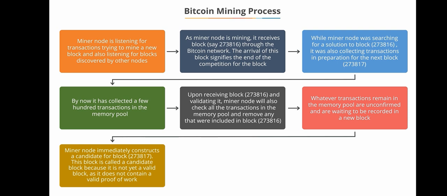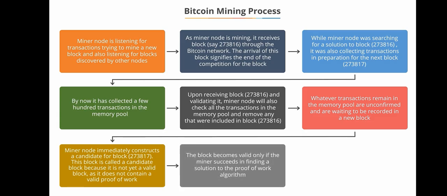The miner node immediately constructs a candidate for block number 273817. This block is defined as the candidate block as it is not yet a validated block. It's not valid because it does not contain a valid proof of work. The block will be regarded as valid only if the miner is successful in finding a solution to the proof of work algorithm.